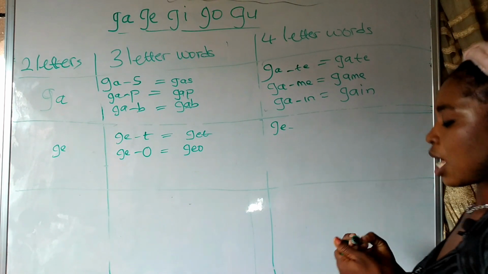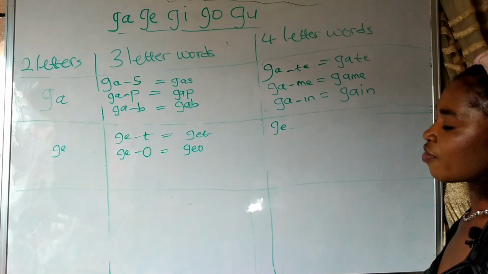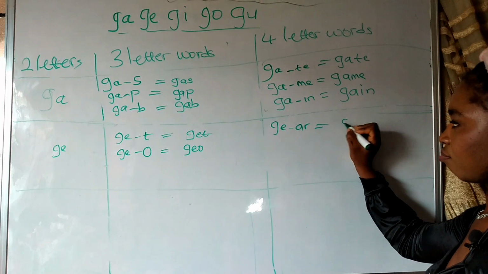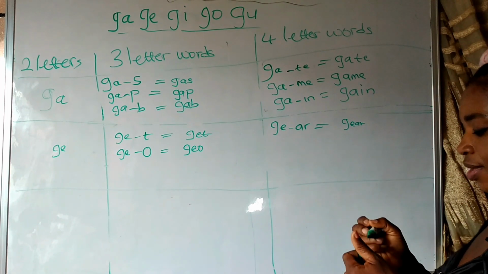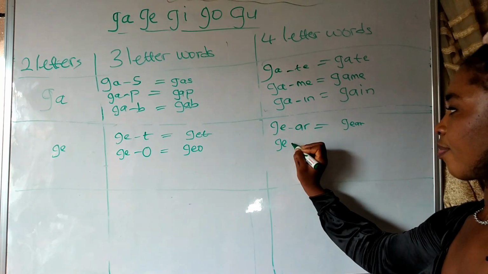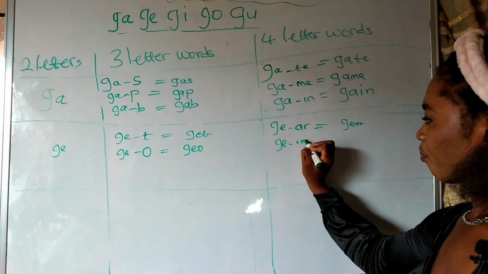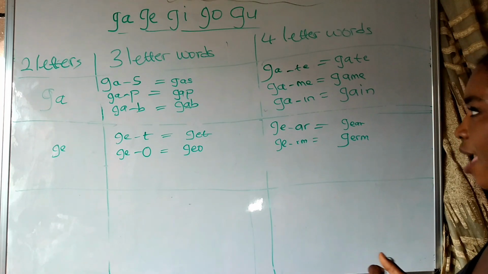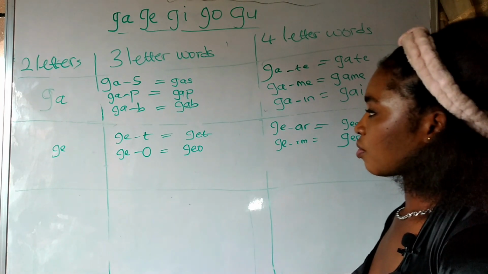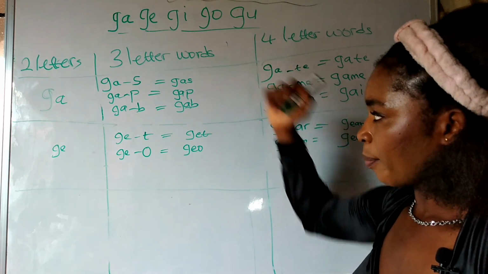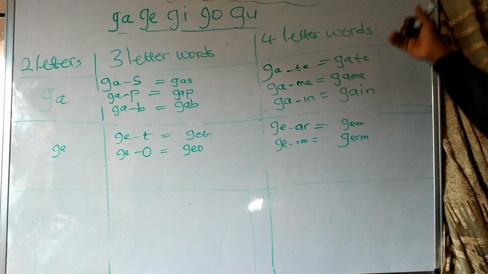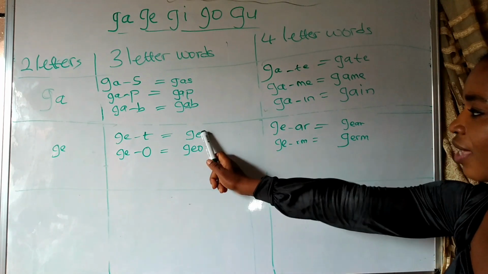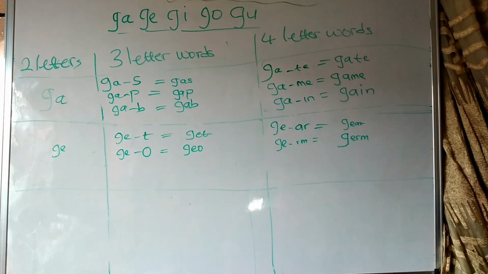So let's proceed. Now we have ge again, and we want to get a 4-letter word. For me, I can add AR, and that's gonna equal gear. And again, I can have ge, then I can add M, it's gonna give me gem. All right, and others. Now let's take a look at our work so far. We have gas, gap, gab. Now we have gate, game and gain. Now we have get, geo, gear, gem.